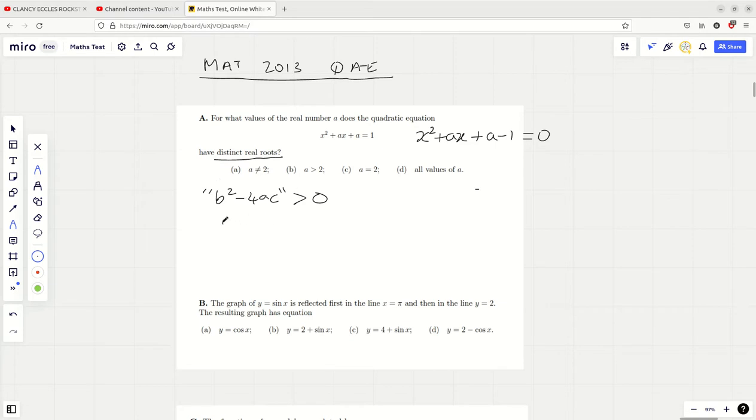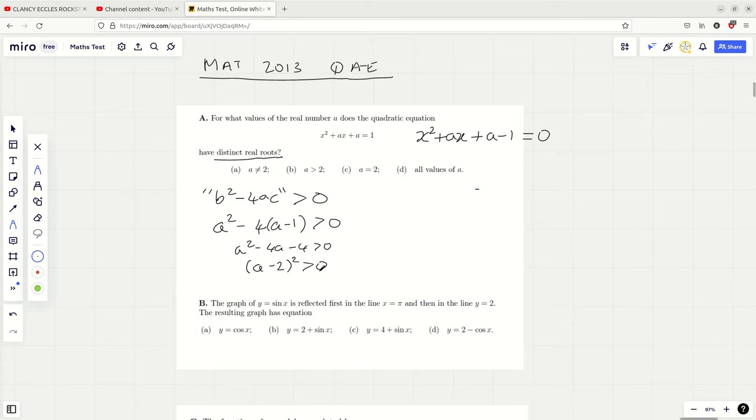So we'll take our b squared, which in this case is a squared, and then we'll do minus 4 times 1 times a minus 1. And that needs to be bigger than 0. And so what we've got here, a squared minus 4a plus 4 is bigger than 0. Well, that's going to be the case when a minus 2 all squared is bigger than 0.